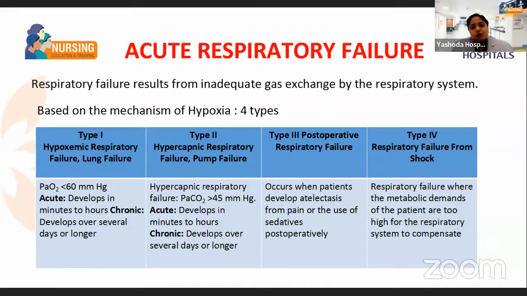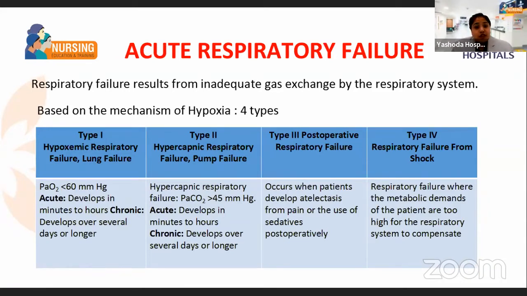When it comes to type 2, the alveoli are functioning normally and even the respiratory muscles are functioning normally, but the main reason is the brain is not giving correct impulses. So that's the main issue. Here you are going to observe hypercapnia, so increased CO2 levels in the blood. When it comes to type 3, mostly you'll observe it in post-operative patients. Why? Because of the use of sedatives. And here the treatment will be positioning of the patient and also physiotherapy.